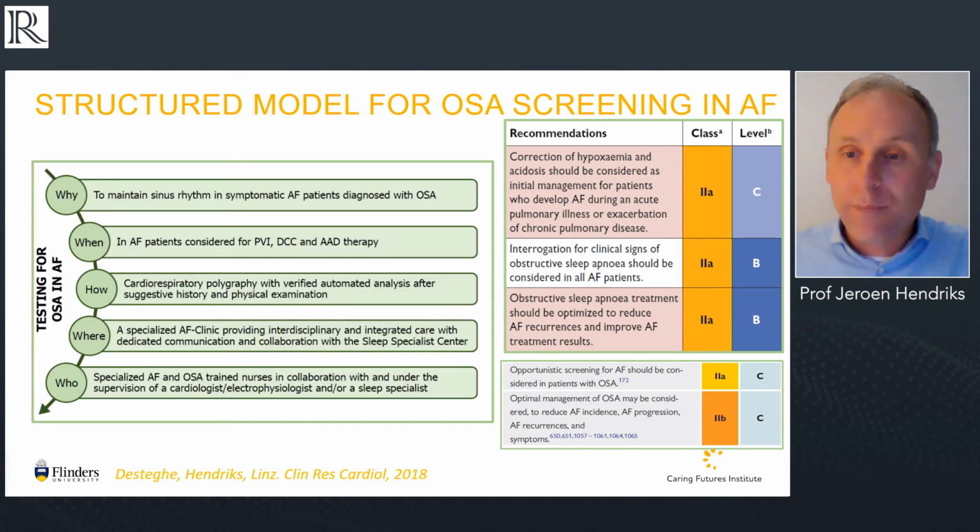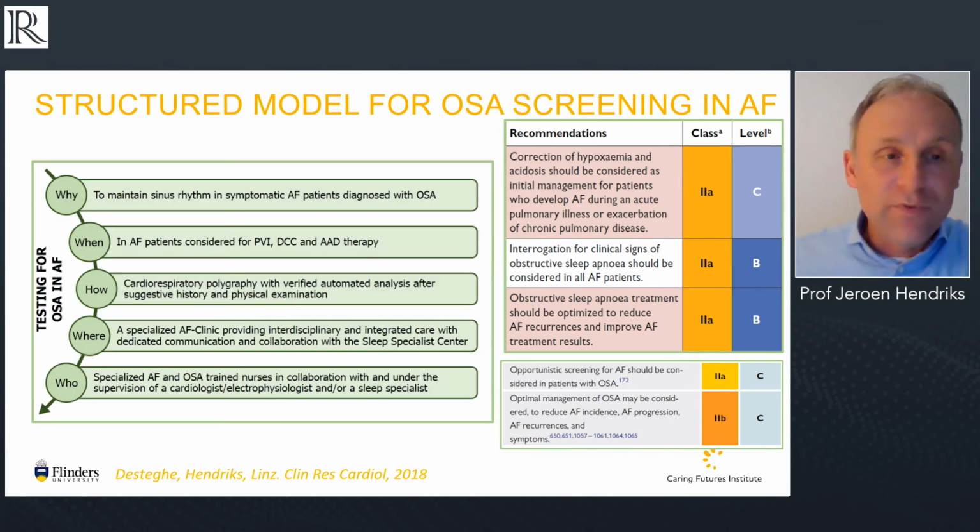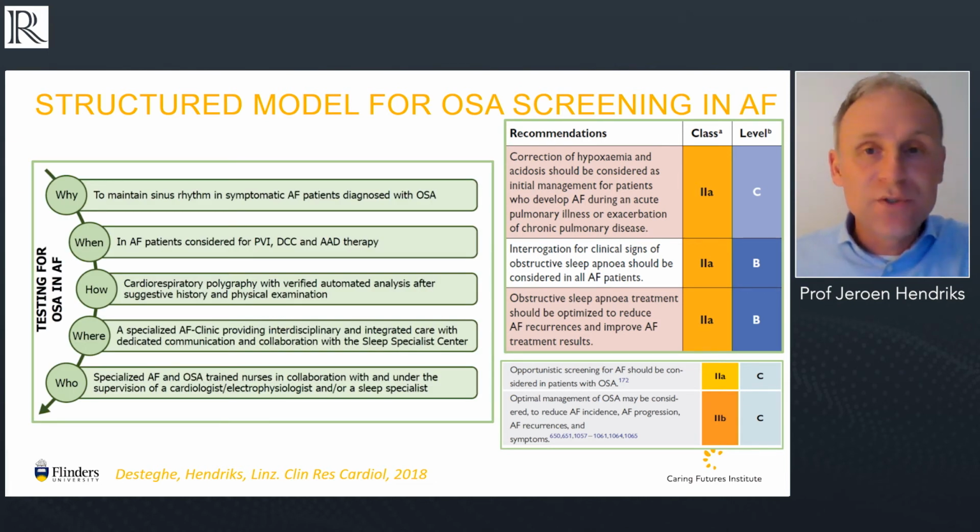And in an earlier report, we looked into providing some kind of a pathway to provide guidance in how to screen and manage patients with sleep apnea who also have atrial fibrillation. So we took the why, when, how, where, and who approach. So why is really focusing on maintaining sinus rhythm in symptomatic AF patients diagnosed with sleep apnea. When this is in patients with atrial fibrillation considered for a rhythm control strategy.